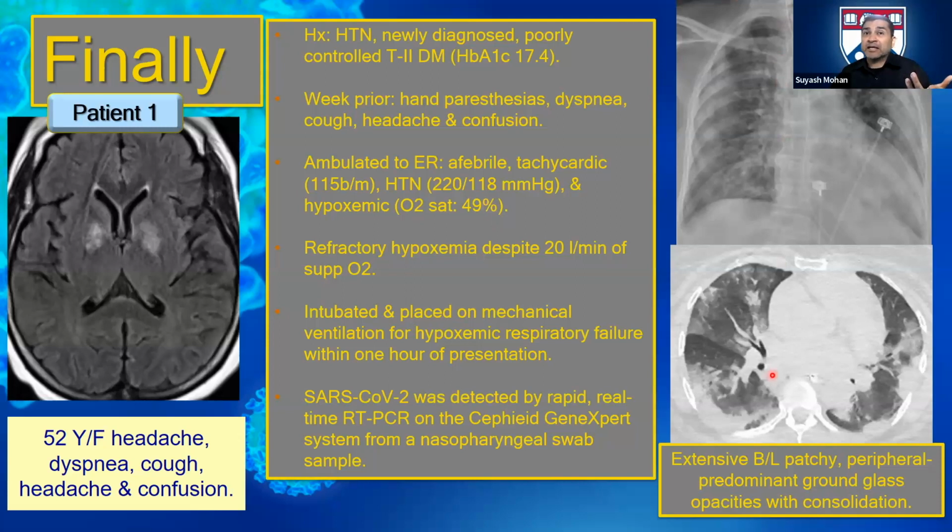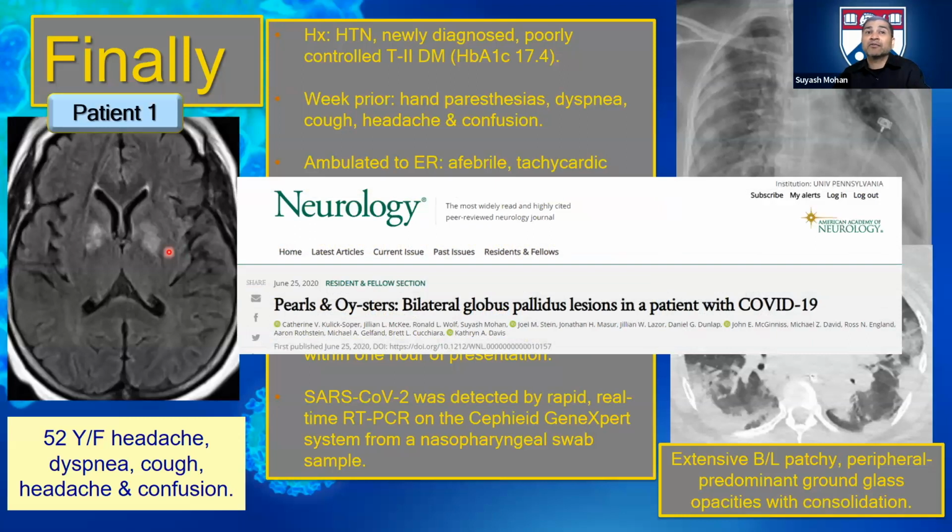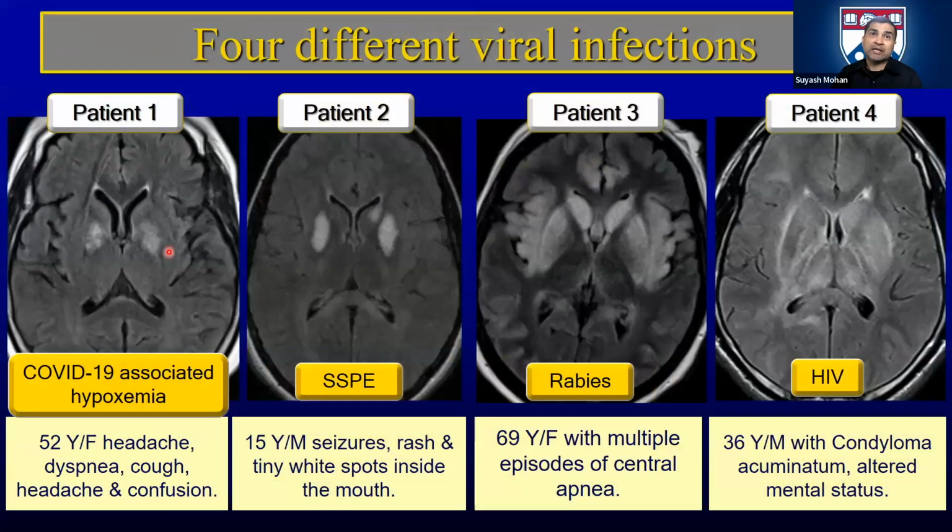And this is her chest X-ray, COVID pneumonia, and then she presented with this, right? And this is a case of, again, hypoxic injury to the basal ganglia in patients with COVID-19, right? So these are the 4 unknown cases that I showed in the beginning.